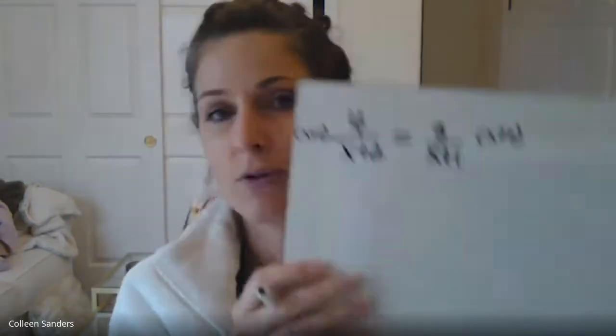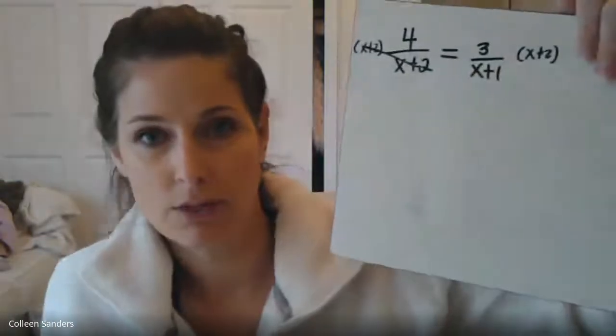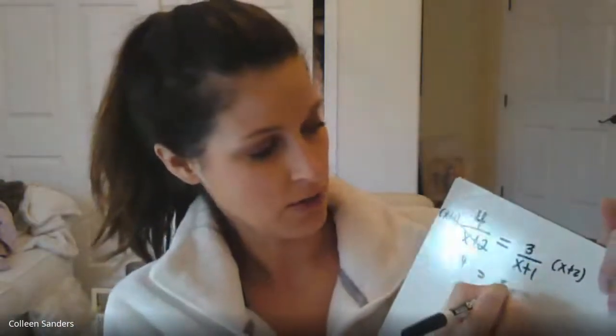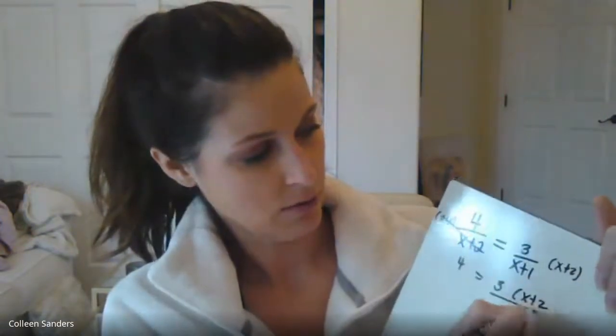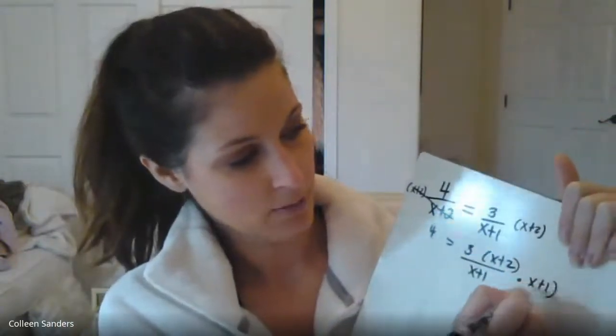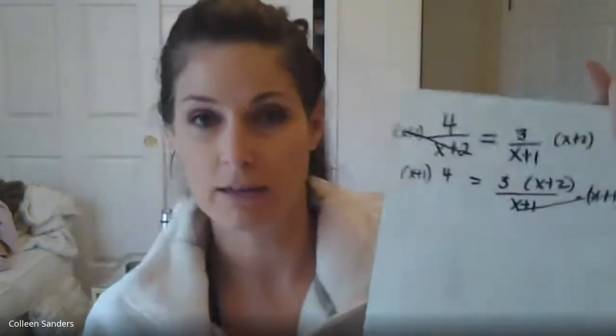Okay, so if I just wanted to solve this, I have to get rid of the fractions. So this one I'm going to multiply by x plus 2 to both sides. Okay, so this cancels, right? That's the whole goal. Okay, so now I've got 4 equals 3x plus 2 over x plus 1. Now I got to get rid of the x plus 1. So I multiply by the x plus 1 to both sides so that that will cancel.